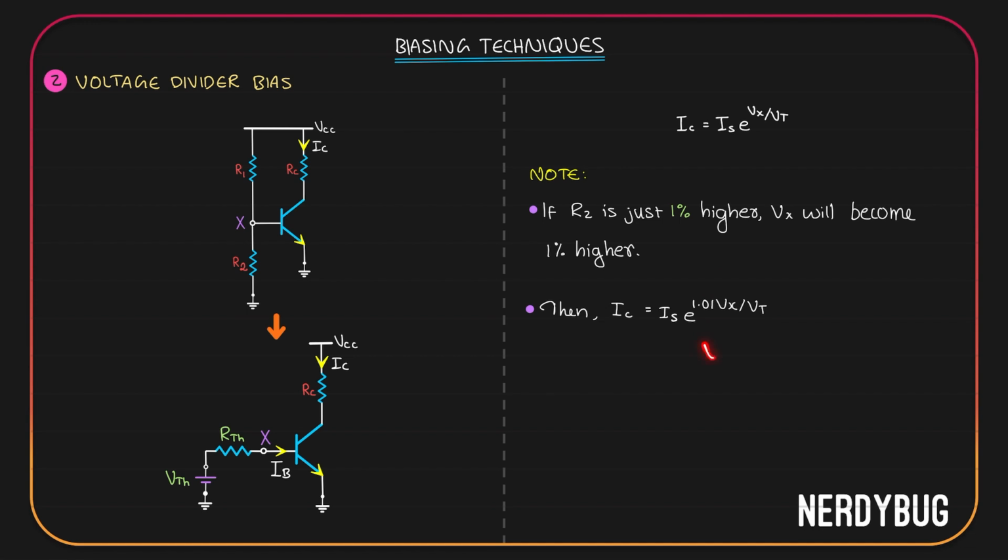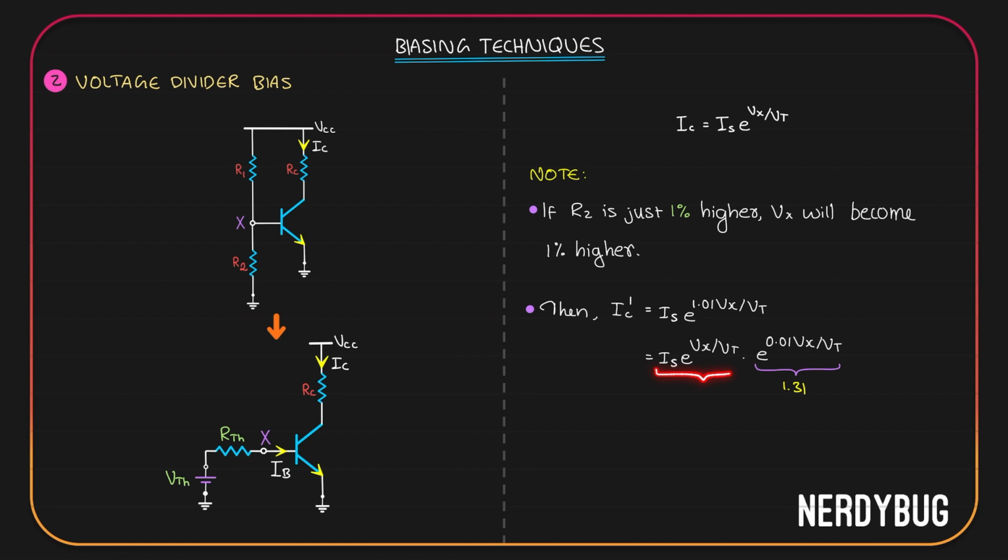1.01 Vx can be written as Vx plus 0.01 Vx. Is e raised to Vx by Vt multiplied by e raised to 0.01 Vx by Vt. This thing was split into two like this. Now, Vx is equal to VBE. We can assume VBE is 0.7 volt. Vt is the thermal voltage, it is 26 millivolt. If we give the values, we can find out what is e raised to 0.01 Vx by Vt. It comes out to be 1.31.